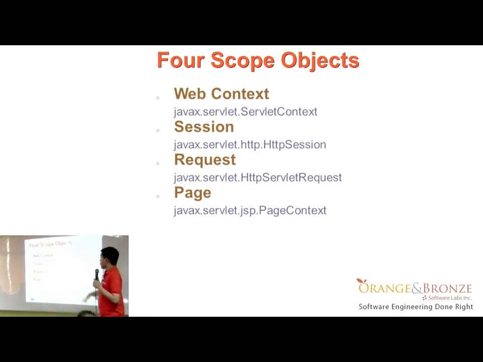So web context is a scope, which means that it's accessible throughout the entire servlet. If you set an attribute during one request, another request will be able to access that attribute via the web context. A session is slightly different.